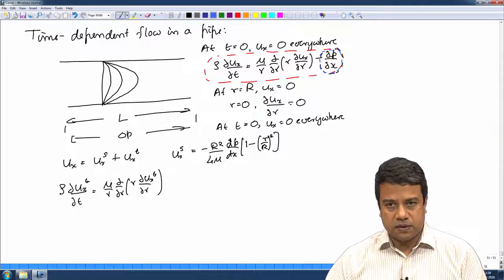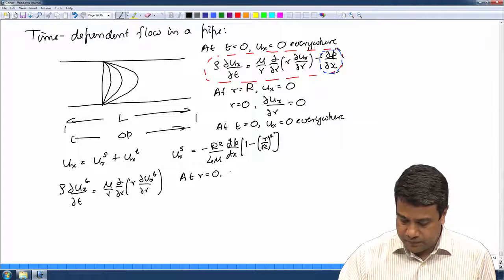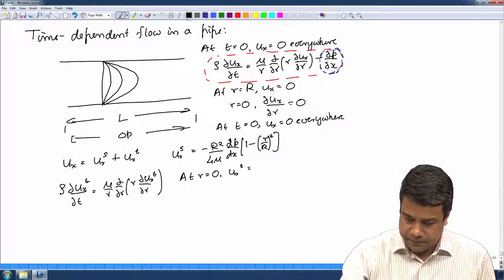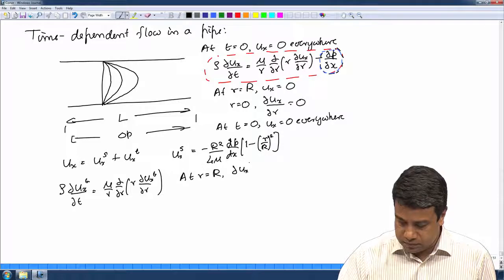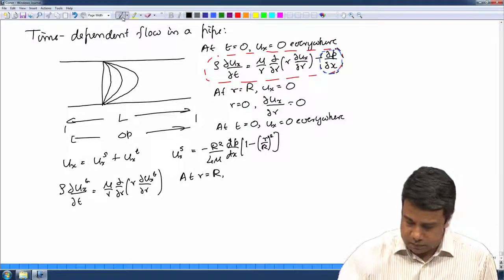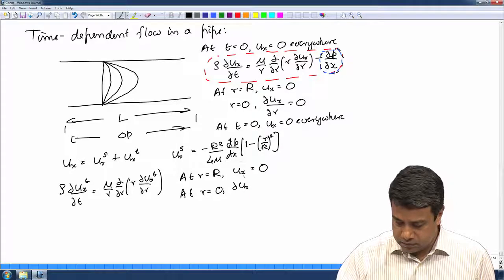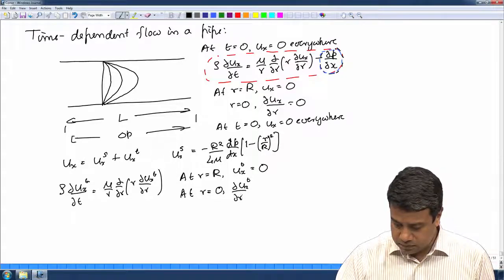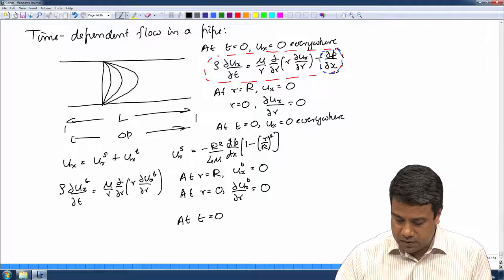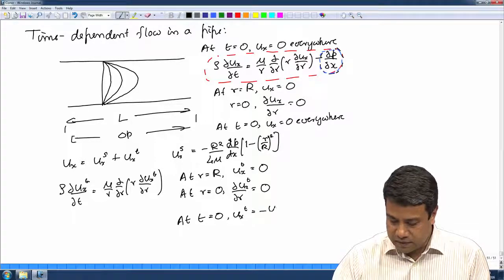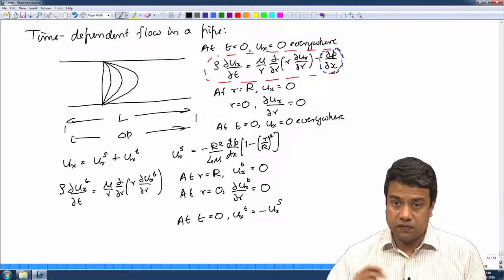So, this is a homogeneous equation subject to boundary conditions which are also homogeneous. The inhomogeneity will be at t is equal to 0, ux transient is equal to minus of the ux steady. At t is equal to 0, the transient part will be equal to the negative of the steady part, because the total velocity has to be equal to 0.